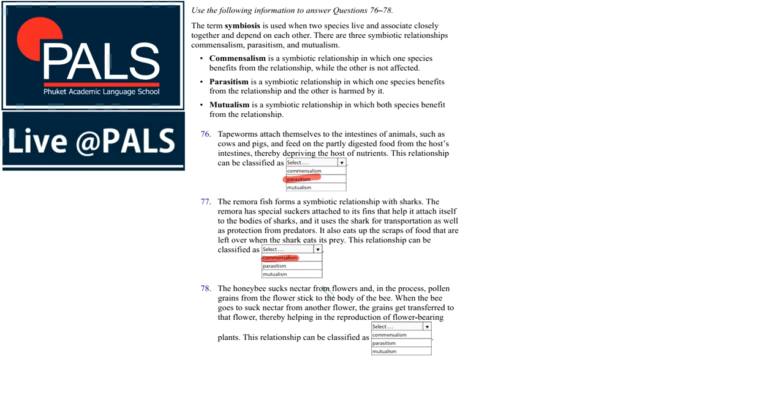The honeybee sucks nectar from flowers, and in the process, pollen grains from the flower stick to the body of the bee. When the bee goes to suck nectar from another flower, the grains get transferred to that flower, thereby helping in the reproduction of flower-bearing plants. This relationship can be classified as mutualism. Both benefit, the bees get their food, whereas the flowers are helped in their reproduction.